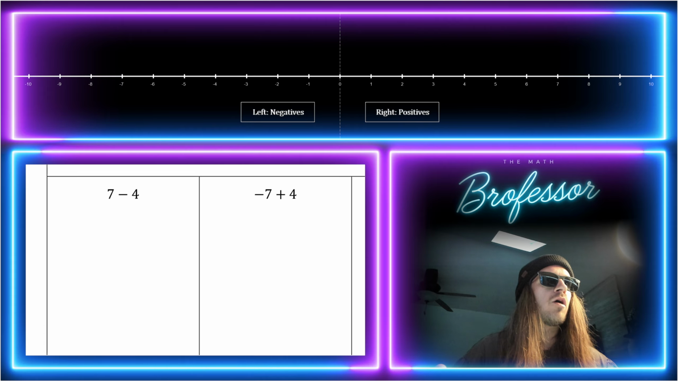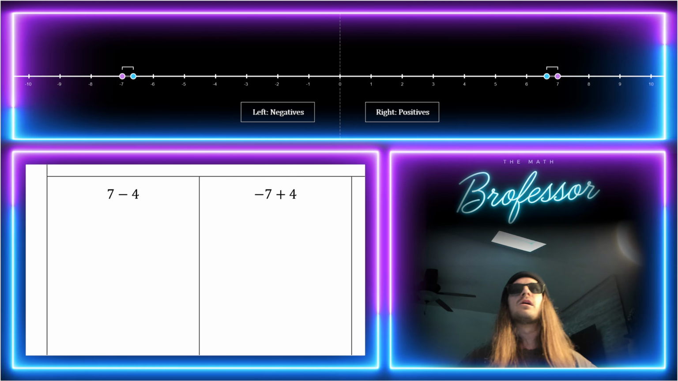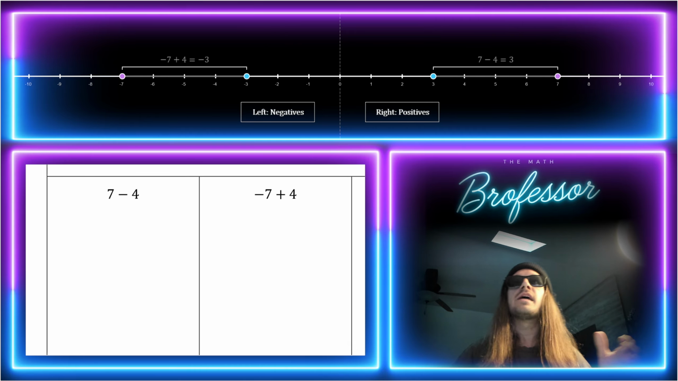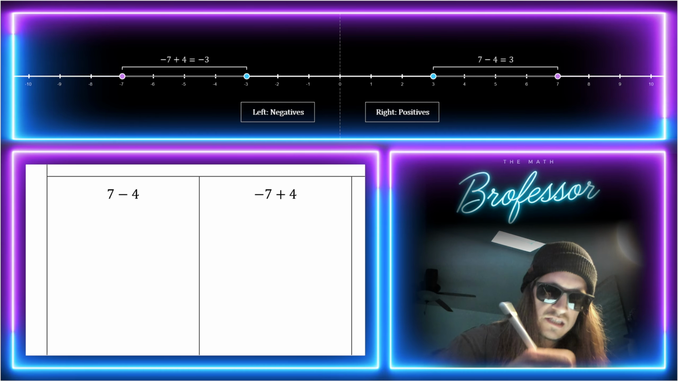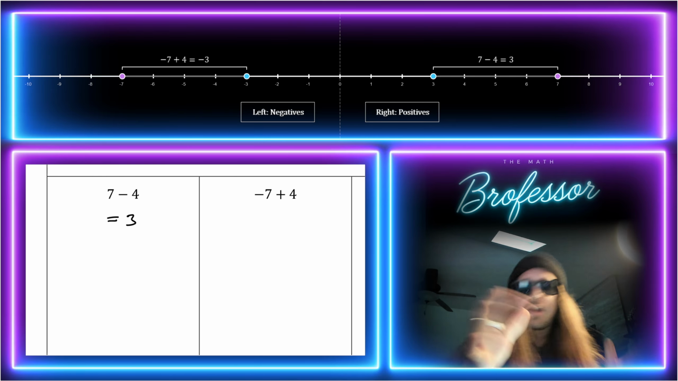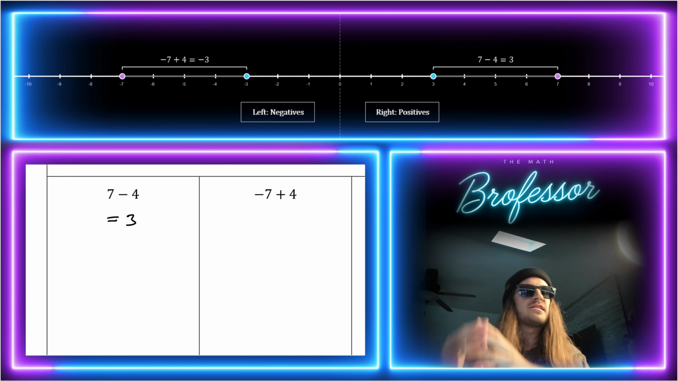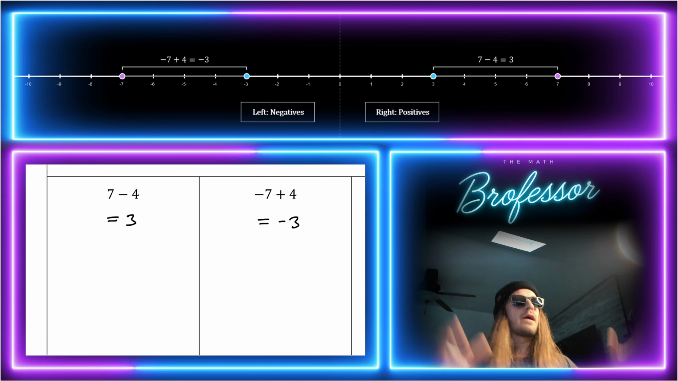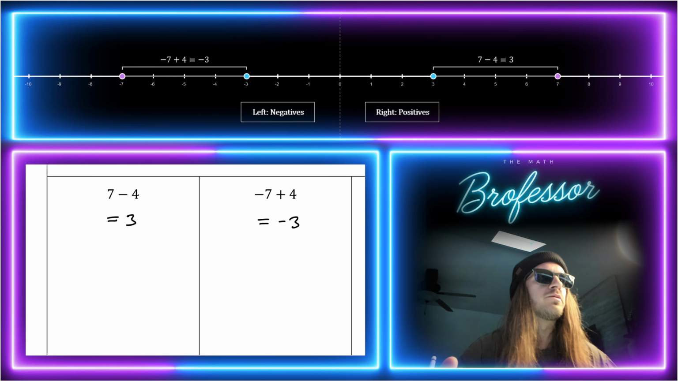So start on a 7 and a negative 7 and move towards the middle. So 7's moving to the left, negative 7's moving to the right, and on the right we end up with 3. 7 minus 4 is 3, and the mirror image of this is that negative 7 plus 4 is going to be negative 3, right? Opposite ends and move towards each other.